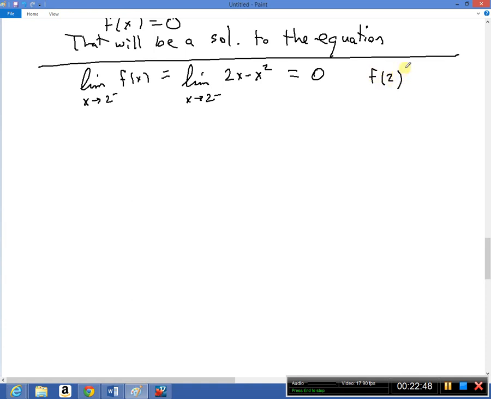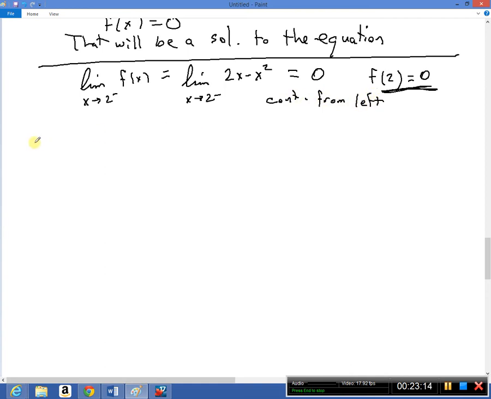Well, what is f of 2? I have to use that same part of the formula to calculate f of 2. So I get 2 times 2 minus 4, which is also 0. So yes, the function value, this is the y value of the function, and the limit of the function match. So yes, continuous from the left.